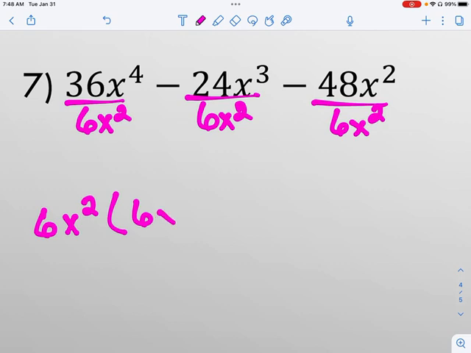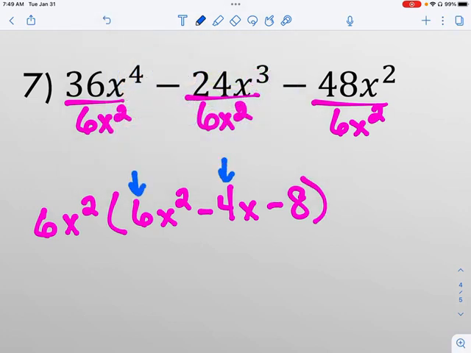When we do this, 36 divided by 6 is 6. X to the fourth divided by x squared gives me x squared. Negative 24 divided by 6 is a negative 4. I had 3 x's, I took 2, so I'm left with 1x. Negative 48 divided by 6 is a negative 8. I had 2 and I took 2.